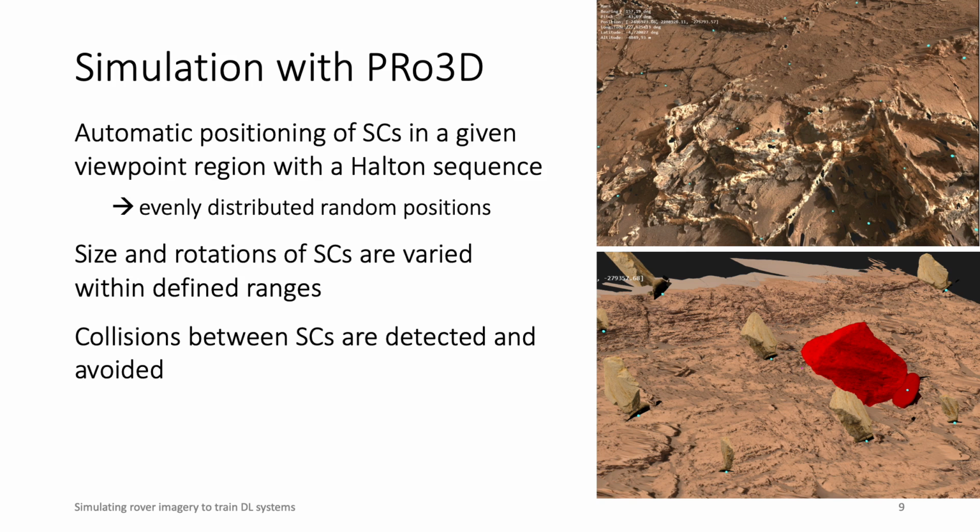Furthermore, size and rotations of shatter cones are randomly varied within defined ranges. Collisions are detected by intersecting bounding boxes and are avoided. In such a case, one of two colliding shatter cones is removed. An example is given in the picture below, where the object marked in red has to be removed.